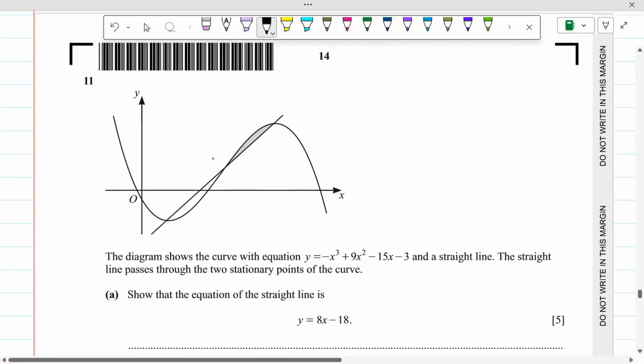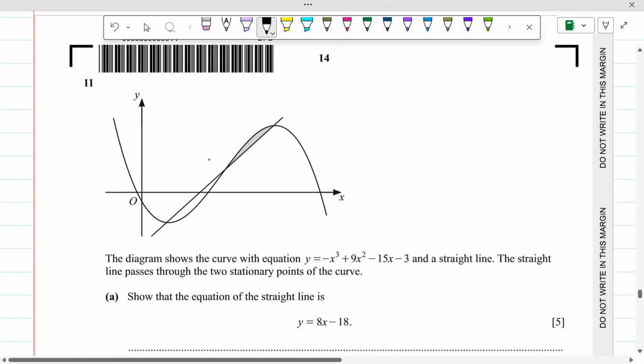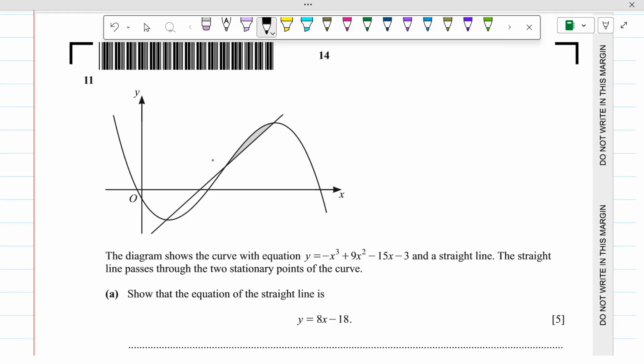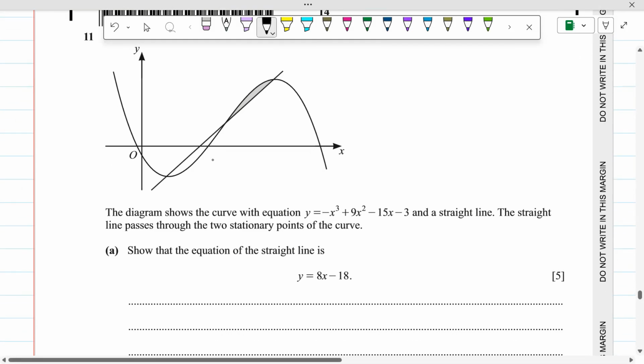Okay, we are going to start question number 11. The diagram shows the curve with equation y is equal to negative x cubed plus 9x squared minus 15x minus 3. And a straight line passes through the two stationary points of the curve. Show that the equation of the straight line is y is equal to 8x minus 18.